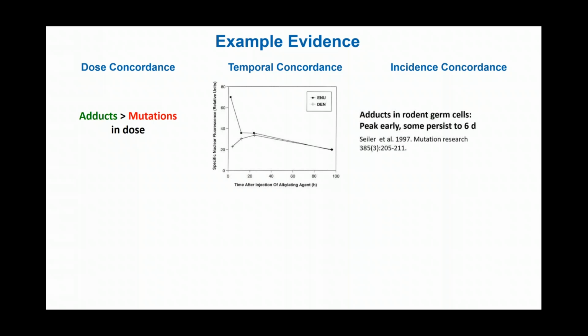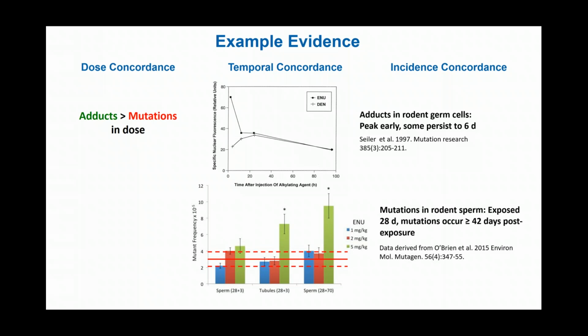And then the next piece, of course, is temporal concordance. And here we really had to look across studies. In this example, this is a paper by Saylor et al. 1997 showing that in male germ cells, we see adducts within hours of an exposure to ENU or DEN, whereas Jason, I believe these are your paper. This is your paper with Francesco and I. Maybe you should jump in.